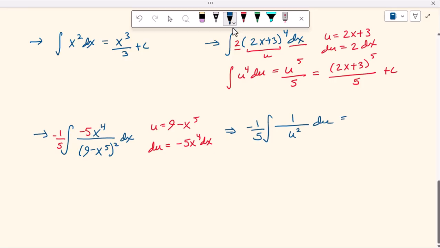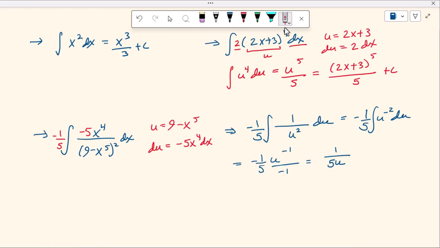Okay. Now to integrate this, I can't integrate it as is. I need to flip it up top so I can use that power rule. And so I add 1. So negative 2 plus 1 is negative 1. Divide by the sum. And then we'll simplify. So I have 1 over 5u. So the u flips because of the negative exponent. And then I make my substitution back in. Remember, u from back here was 9 minus x to the fifth. And then my plus c.